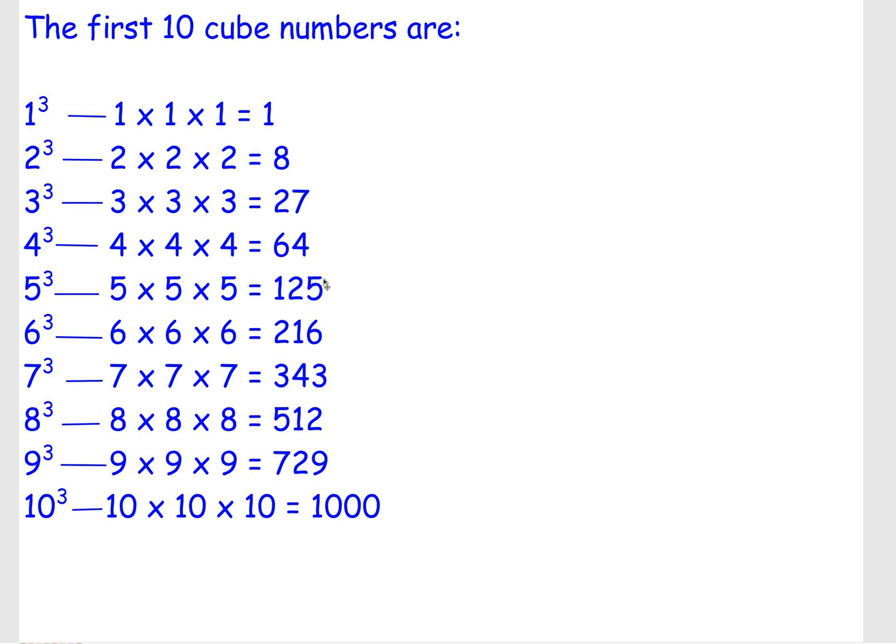Fifth cube number, 125. Then we've got 216, 343, 512, 729, and then finally 10 cubed. 10 times 10 is 100, and then if we do 100 times 10, it's 1000.